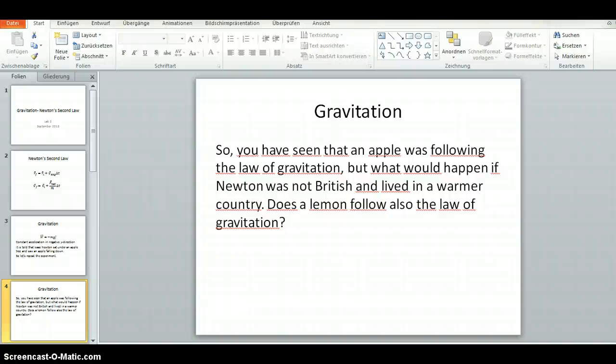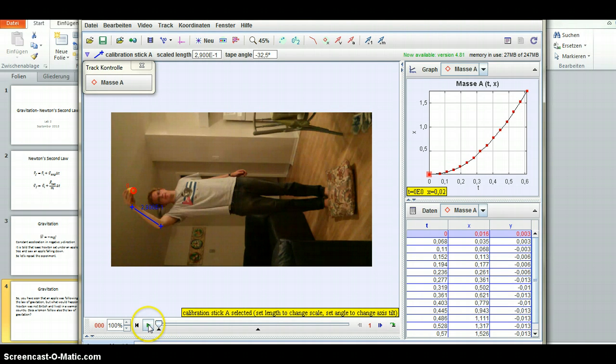What was expected? But what would happen if Newton was not born in Britain and he was living somewhere warmer? So he would not sit on an apple tree, but maybe on a lemon tree. Does a lemon follow also the law of gravity? Let's see.